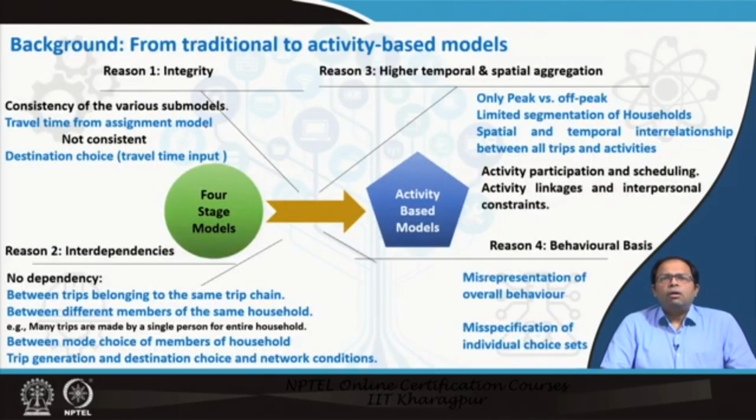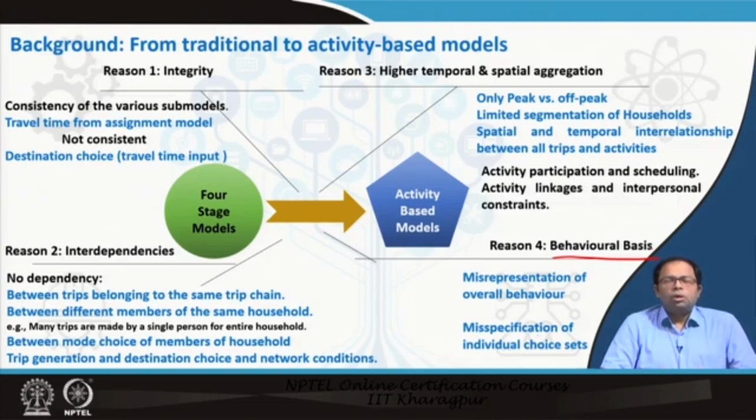So let's look at why we have shifted from the 4-stage model to the activity-based model. Where were the limitations and what do activity-based models overcome? The first reason is of course integrity, second interdependencies, third is higher temporal and spatial aggregation, and the fourth is the behavioral basis. When we talk about integrity, activity-based models are more consistent.